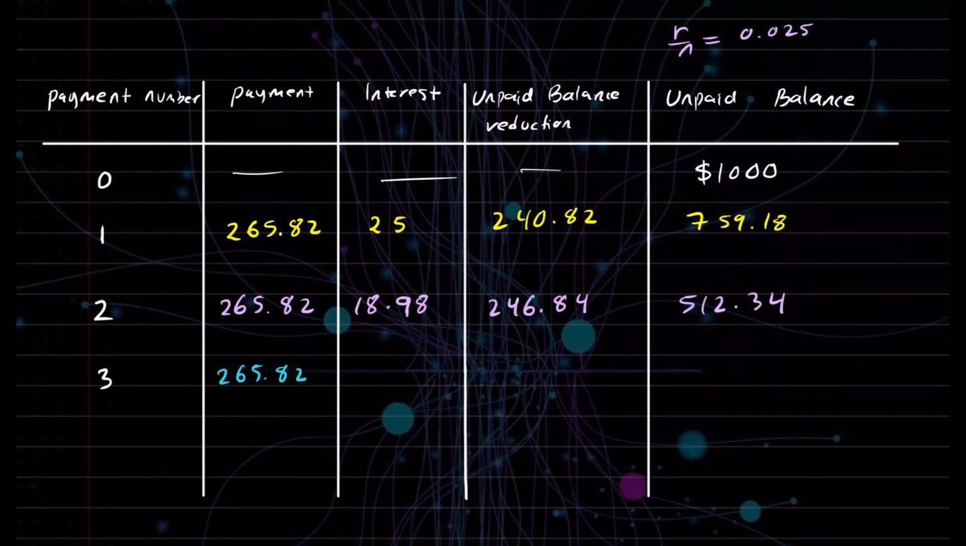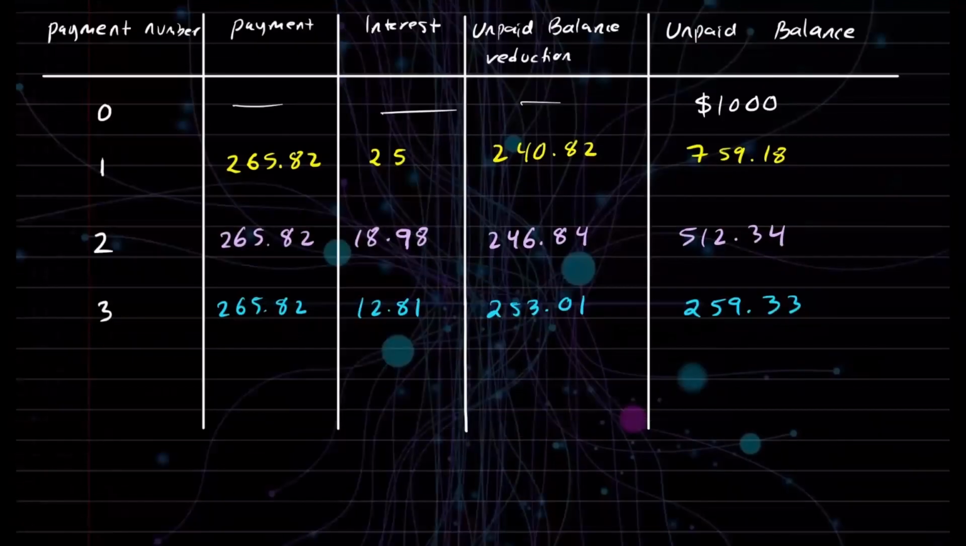So for the next payment, again, we're paying 265.82 cents. Then you calculate the interest. Now the interest will be multiplied to this unpaid balance. So you do 512.34 cents. You'll get 12.81. And now your unpaid balance reduction will be 253.1 cents, and your unpaid balance after the third payment would be 259.33 cents.